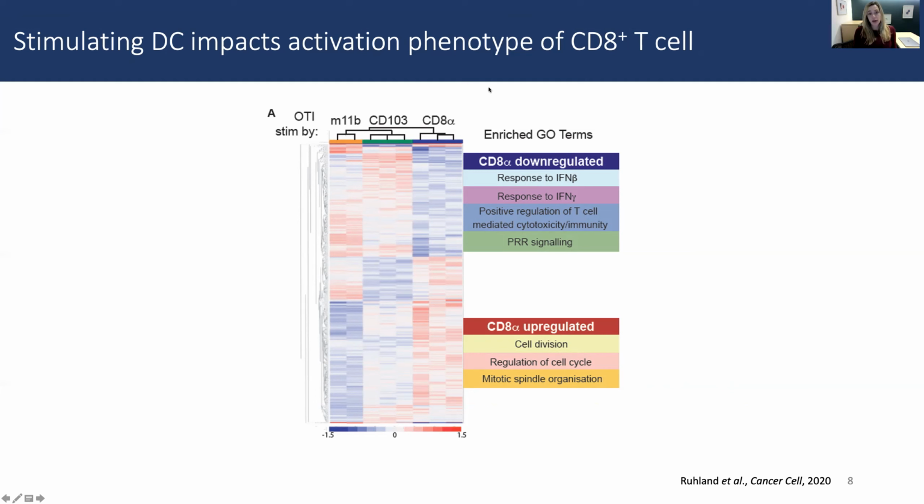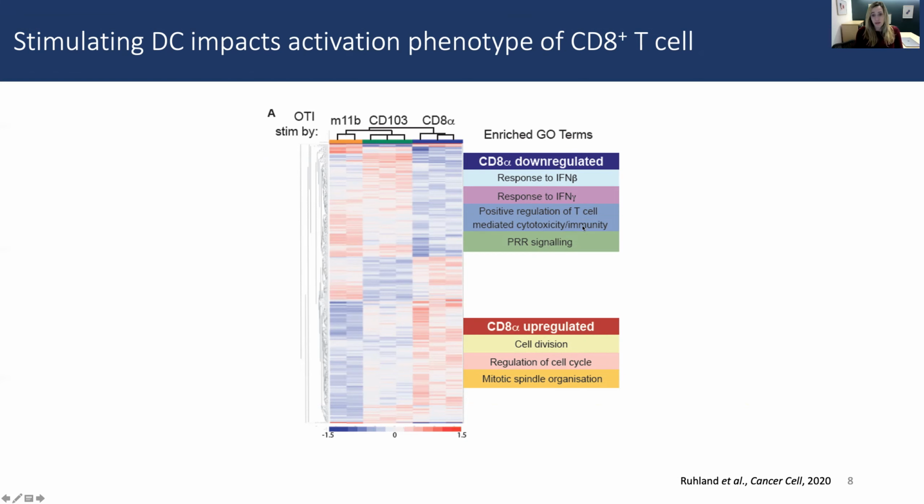And the genes that were being differentially expressed have really interesting potential functional consequences. So the types of genes that were downregulated after a CD8 alpha stim compared to, say, a CD103 DC stim were things like response to interferon gamma, pathways for cytotoxicity and immunity, and pattern recognition receptor signaling.